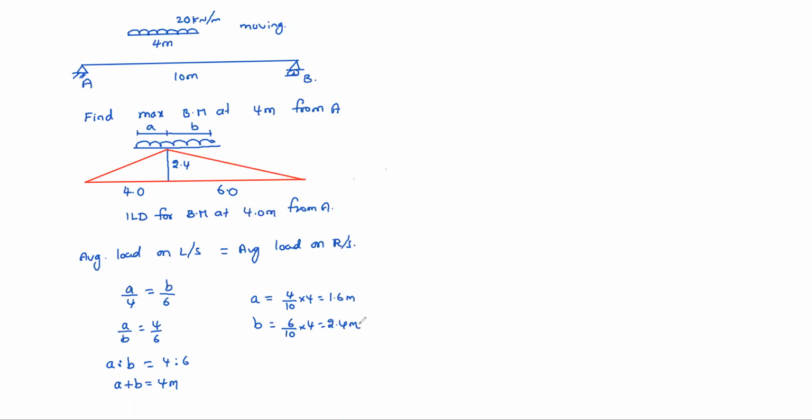So left side you should keep that 1.6 meters, and right side you should keep 2.4 meters. That 4 meters should be split into two parts in the ratio of 4:6. So 4 you need to split into 4:6 ratio. That means 4/10 of 4, 6/10 of 4. So then you can get very easily that.